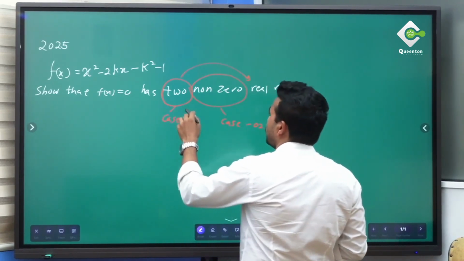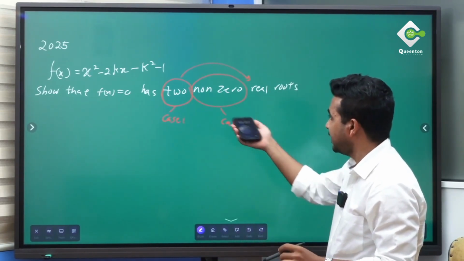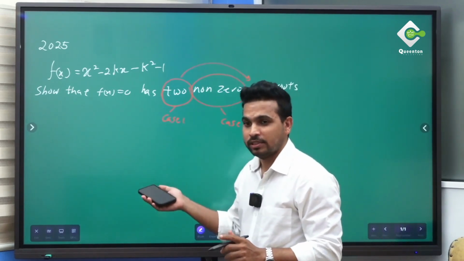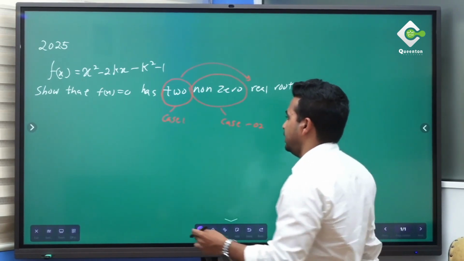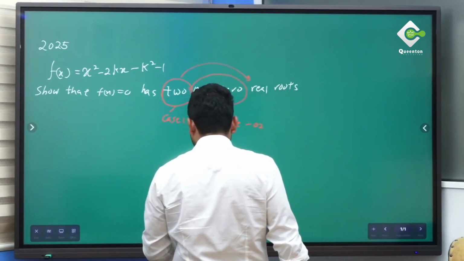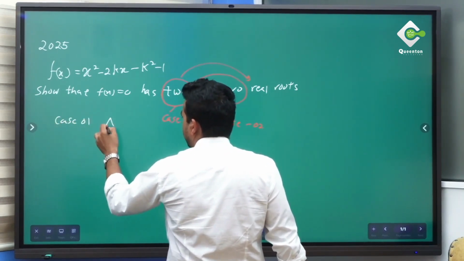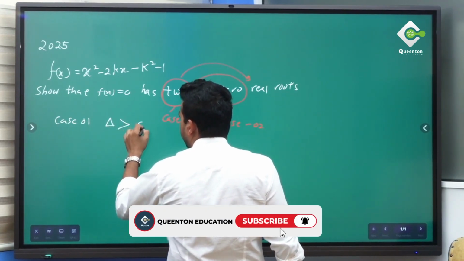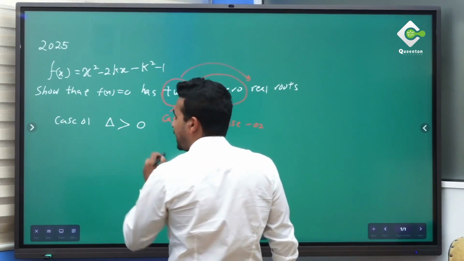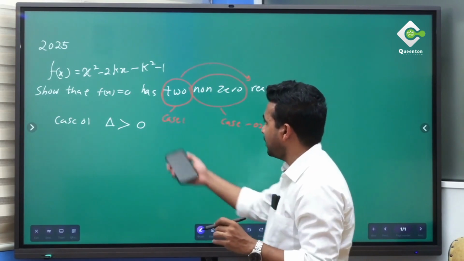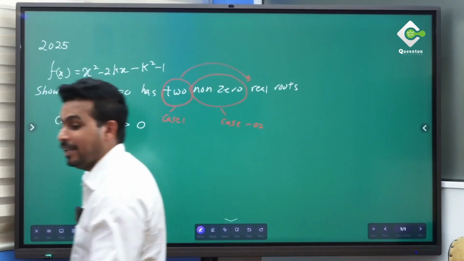Everybody knows how to prove that the equation has real roots, right? Everybody knows the logic behind two real roots. Then the discriminant delta, case 1: delta should be greater than 0, or greater than or equal to 0? It should be greater than 0, because if we have two real roots, we can't go for equal to 0.